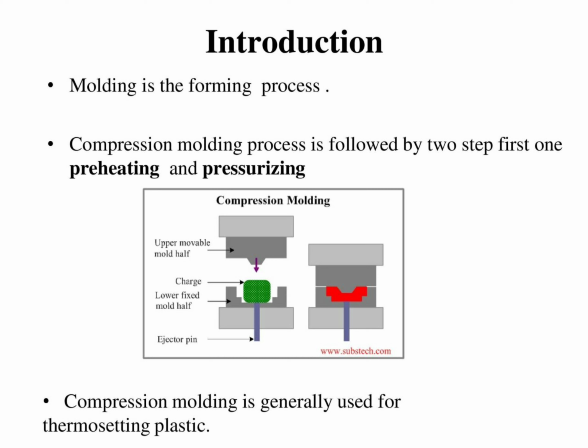Molding is a forming process. The compression molding process is followed by two steps. The first one is preheating and the second one is pressurizing. Based on the diagram shown, there are four parts of a compression molding machine. The first one is the upper movable mold half, the charge, which is the cavity to produce the product, and the second one is the lower fixed mold half and the ejector pin. Compression molding is generally used for thermosetting plastics.